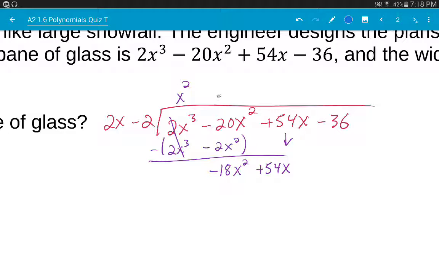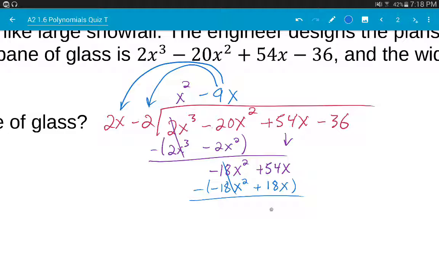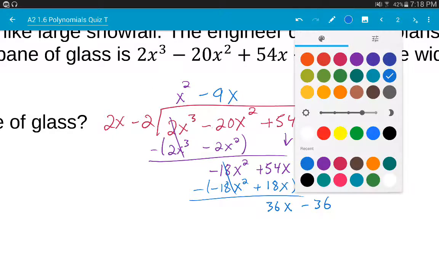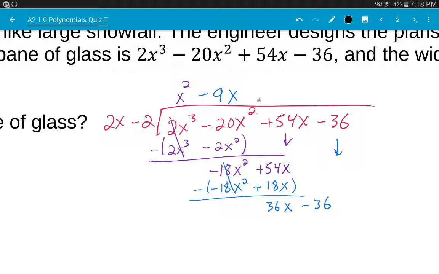Now 2x goes into negative 18x squared, negative 9x times. Negative 9 times 2 is negative 18. x times x is x squared. Negative 9x times negative 2 is negative times negative, which is positive 18, and the x comes along for the ride. Parentheses and subtract. 54 minus 18 is going to be 36x minus 36. And in my last little move, 2x goes into 36x.